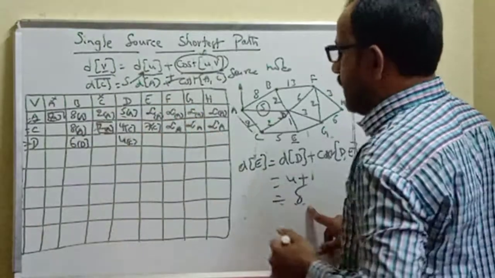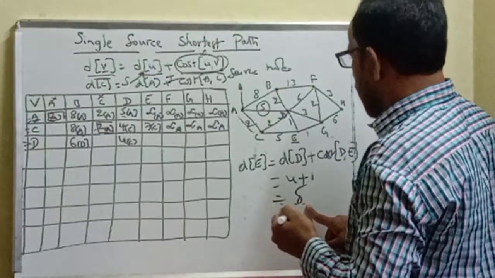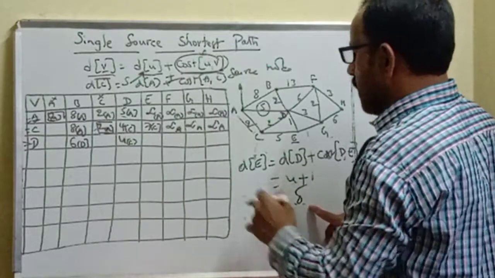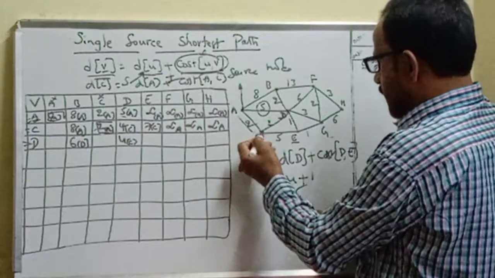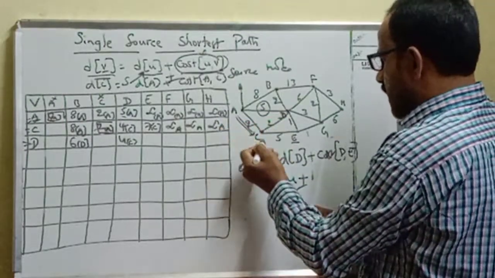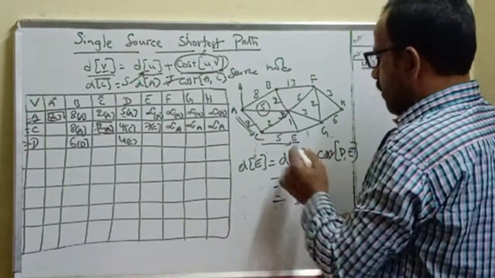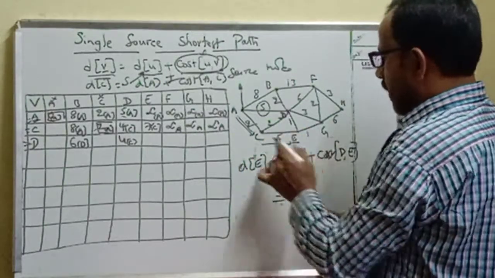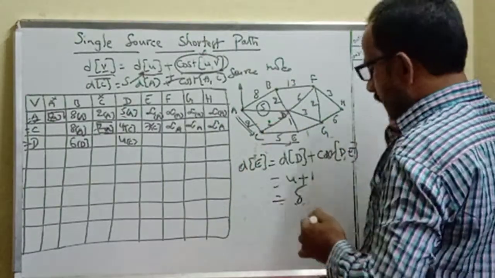Earlier via C we got 7 units. But if you go via D, then we get 5 units only. From C, the direct edge gave 7. But if you travel C to D and D to E, like this, A to C, C to D, D to E, that is 2 to 4 plus 1. Suppose you go to C and consider the direct edge, then we get 7 units distance. But if you consider D as the intermediate node between C and E, then we get the cost as 5 units.